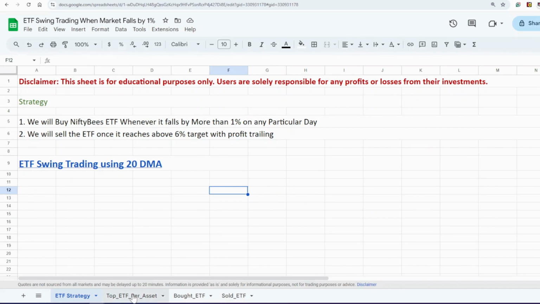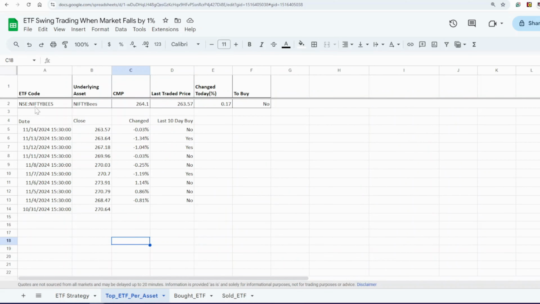Okay. Now what I have done is I have kept this ETF code, that is NSE Nifty BeES. The underlying asset is nothing but Nifty BeES itself. The current market price, what is the last traded day, and how much it has changed today. So if you are starting a new investment, then whether you should buy today or not: no.